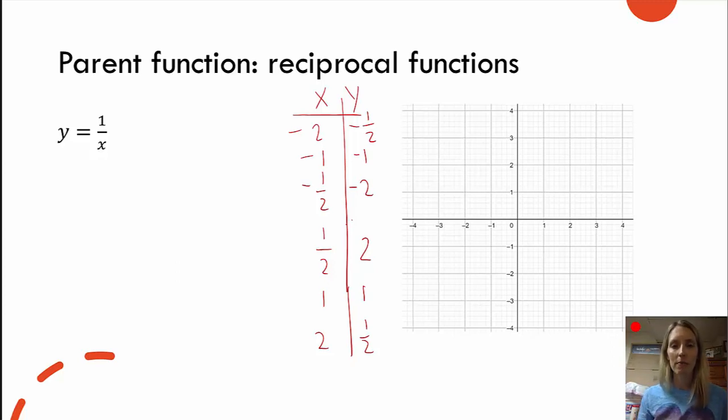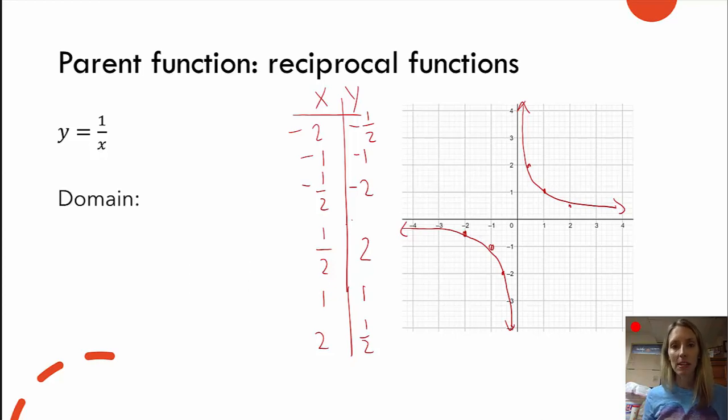So what does this graph look like? (-2, -0.5), (-1, -1), (-0.5, -2) will be like right there. We connect all the negatives with a nice smooth curve. And then the positives, we have (1/2, 2), (1, 1), (2, 1/2). We're going to do the same thing. And so this is what this reciprocal function will look like. Kind of different than the other ones, isn't it?